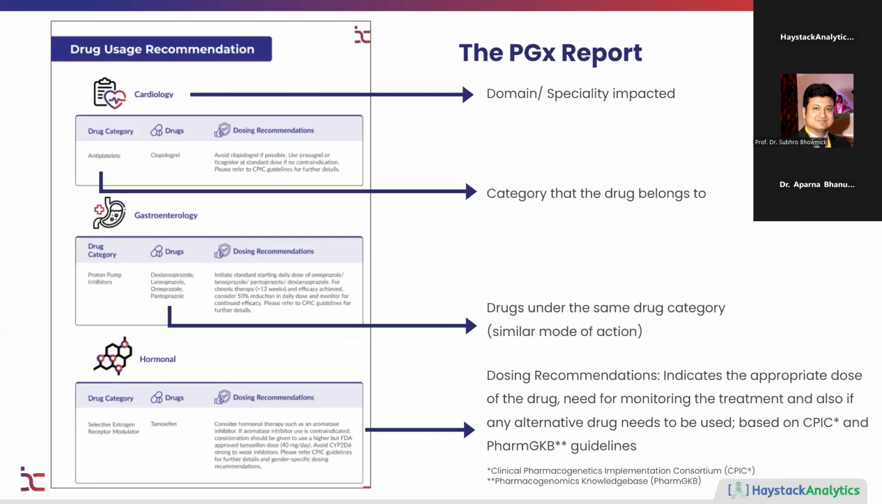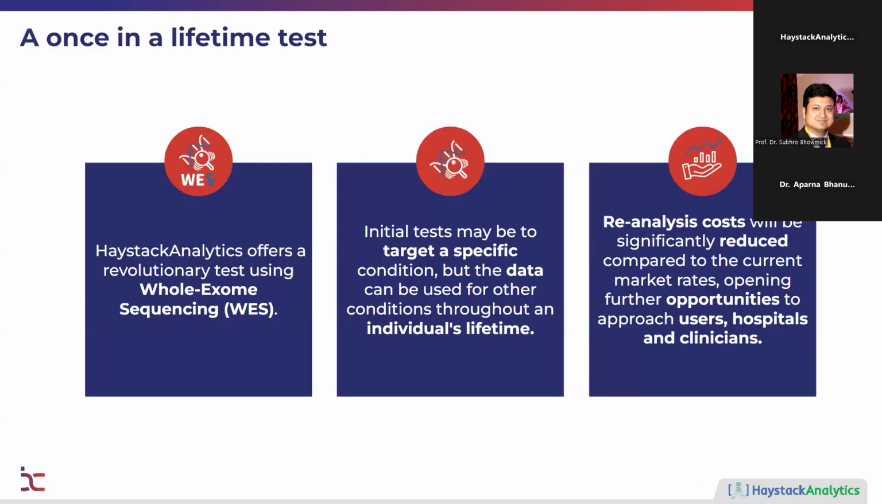The next aspect: though we have indicated which drugs need to be used with caution, the next part talks about the recommendations. If you want to know the dosing recommendations and the alternatives, these are indicated in the next section of the report, which highlights the drug usage recommendations. These recommendations are based on the CPIC guidelines, and subsequent to that is the genetic information.